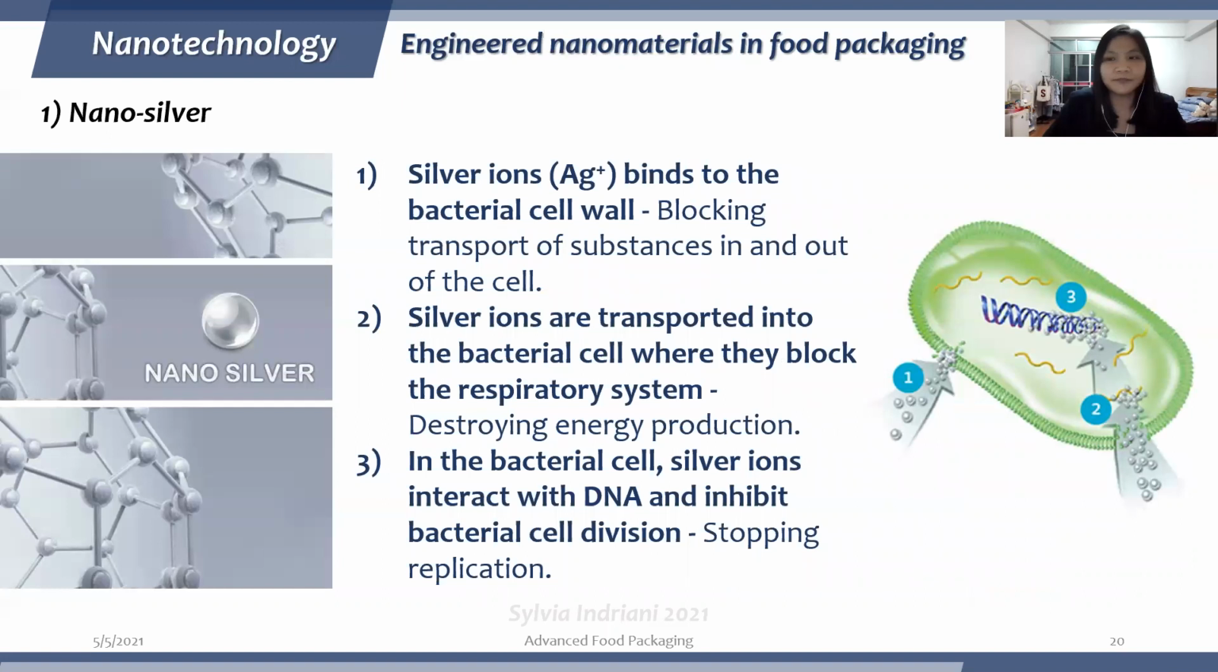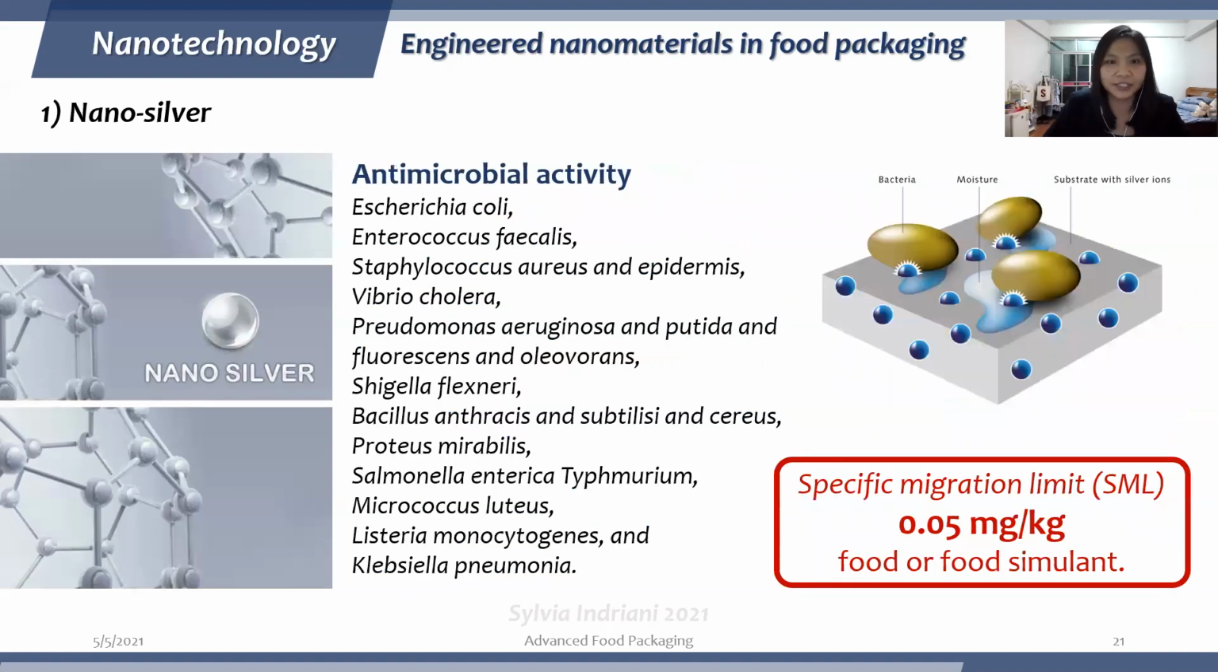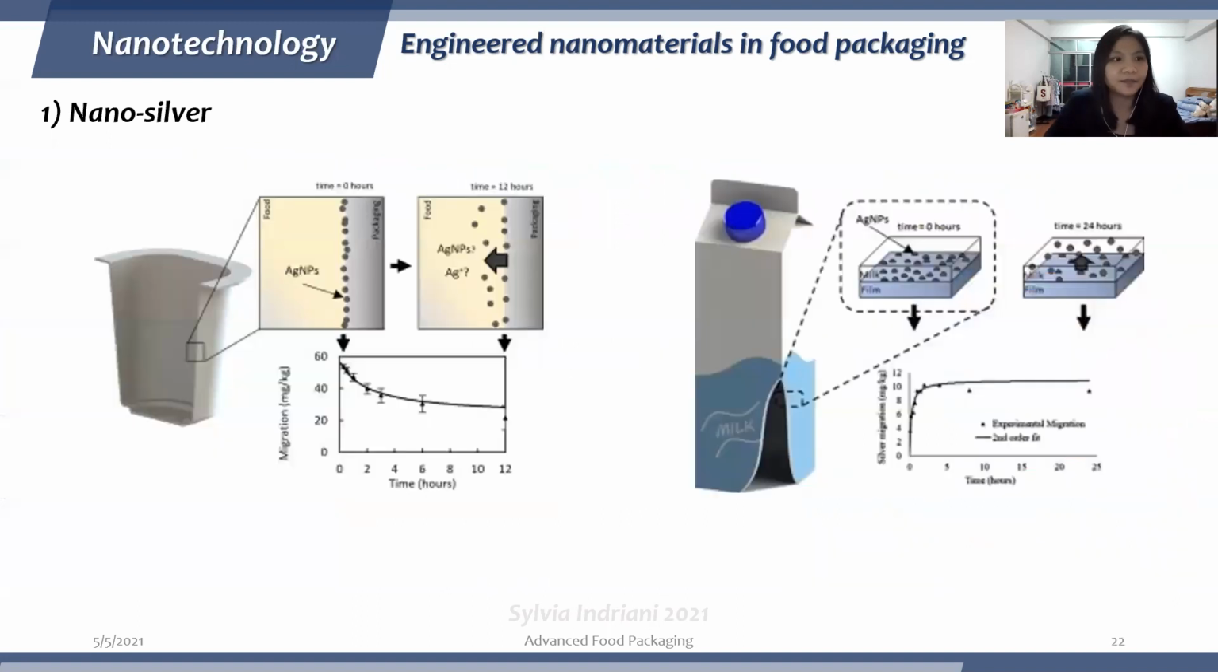First is the nanosilver, which performs antimicrobial action against several species of microorganisms or bacteria as follows here. Not only gram positives, but also gram negatives. And the European Union has already set the specific migration limit at 0.05 milligram per kilogram of food or food simulant.